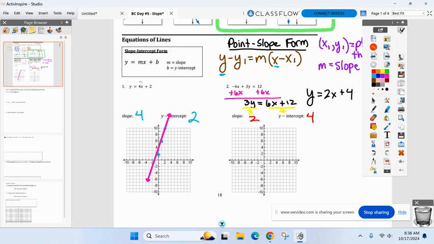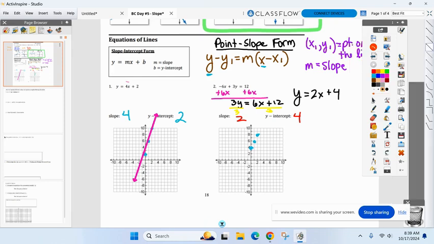Go ahead and graph it. 4 on the y-axis. Up 2 over 1. Questions, comments?